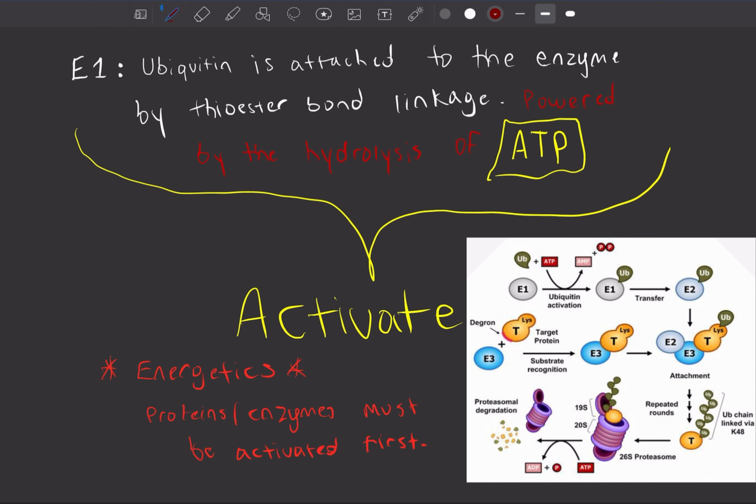And this seems to me the best schematic, just in my opinion. So the E1, ubiquitin is attached to the enzyme by thioester bond linkage, powered by the hydrolysis of ATP. Just real quick, I want to mention energetics, because energetics is always important. Proteins and enzymes must be activated first.